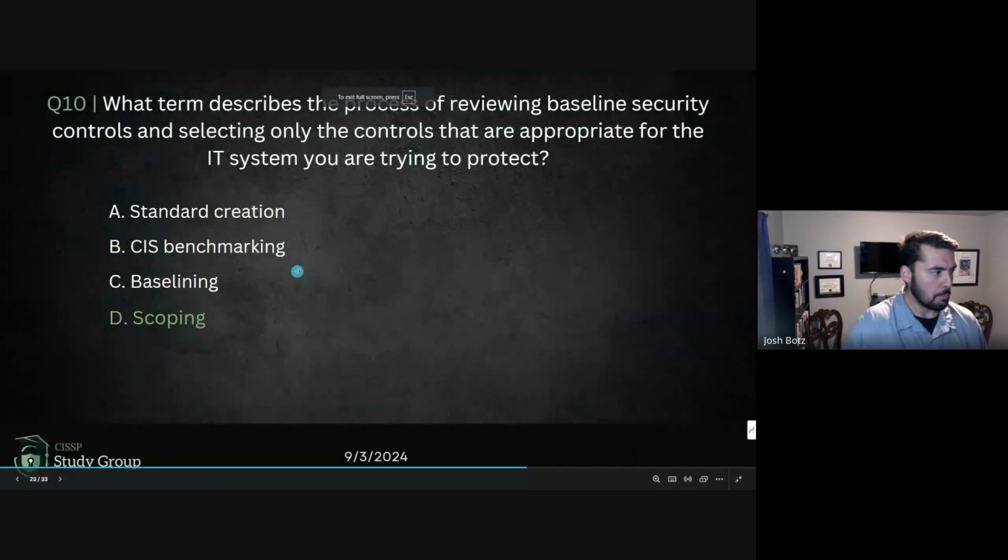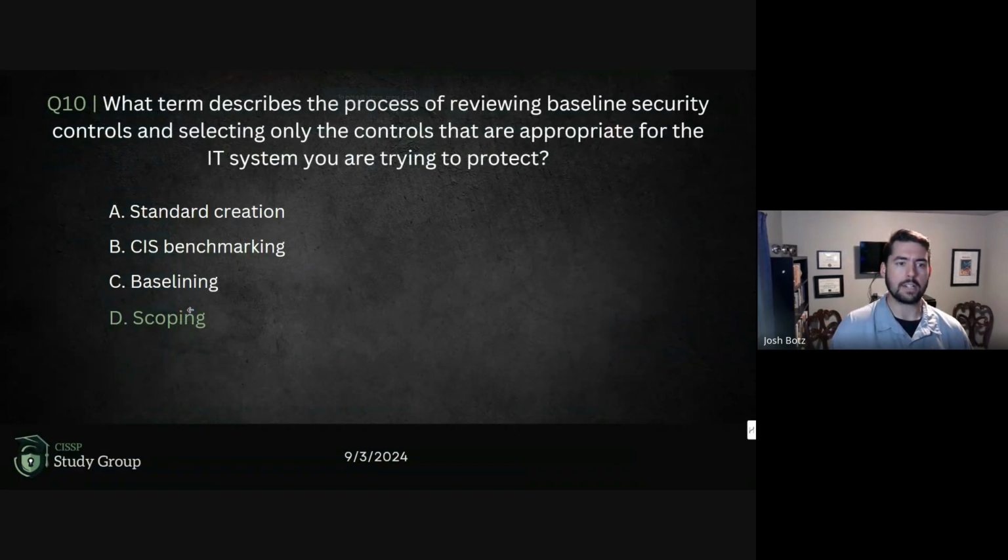Okay, so baselining and scoping. Scoping is correct. When we are reviewing our controls, first we need to have a system in mind. We have a list of controls that may or may not be applicable. We don't actually know. And we have an asset in mind that we want to protect. So we need to go through the list of controls and find out what is in scope for this asset. What makes the most sense that we apply to this asset, or what are we required to do on this asset? So that's scoping.